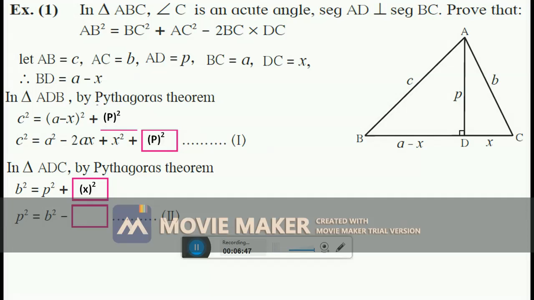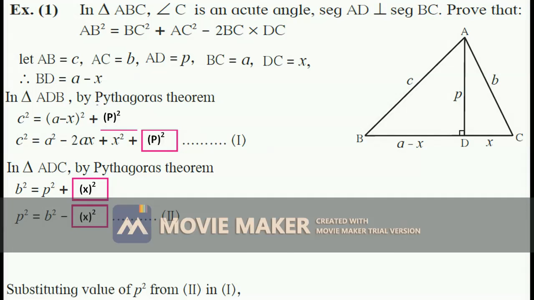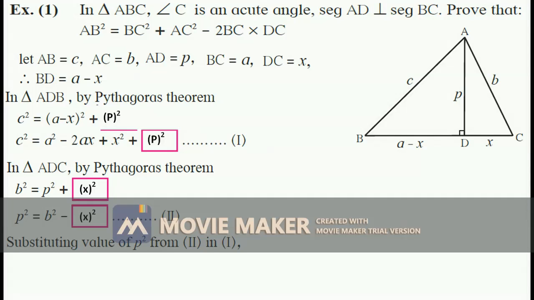Once again, p square equals b square minus x square. Why do we take p square? It is because in the first equation we can see we used p square, and therefore we take the value of p square. So p square will be b square minus x square, and it will be the second equation of this problem. Okay guys, now come to substituting the value of p square from the second into the first.